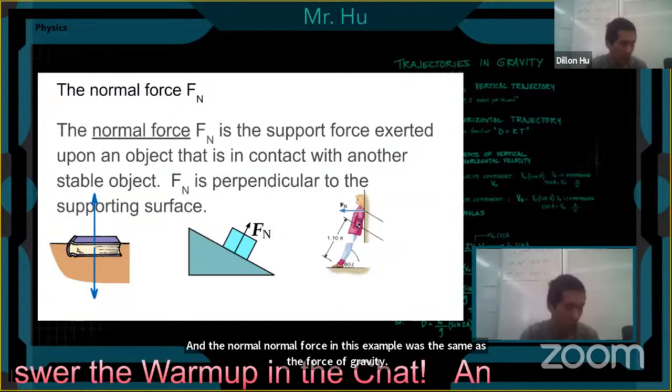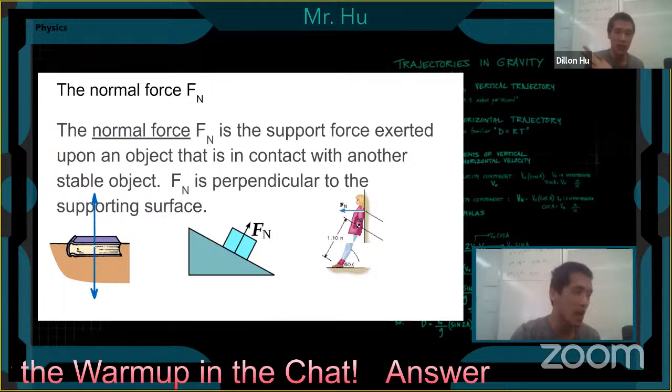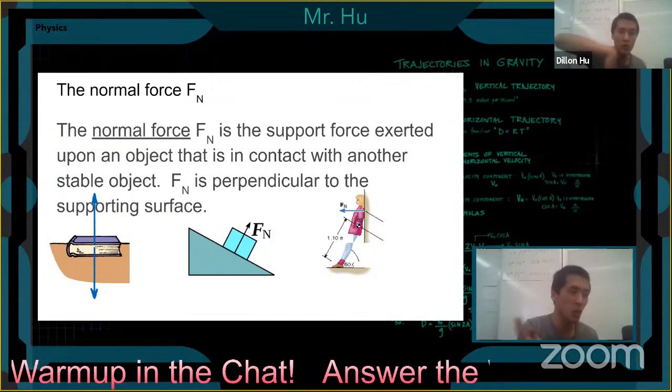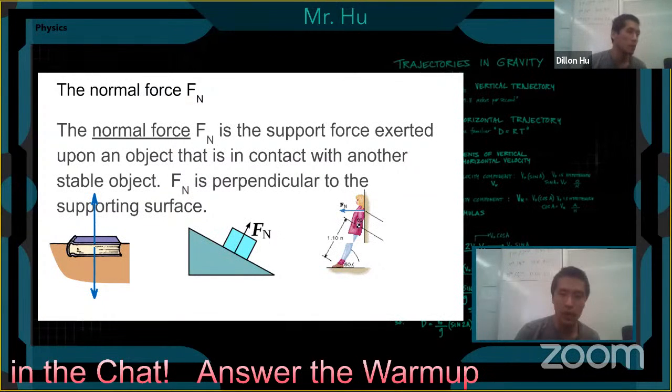For example, if you look at the second picture here, the normal force is perpendicular to the ramp. Notice how it's at an angle, even though the force of gravity is pulling it downwards. And we will see what that looks like later on.